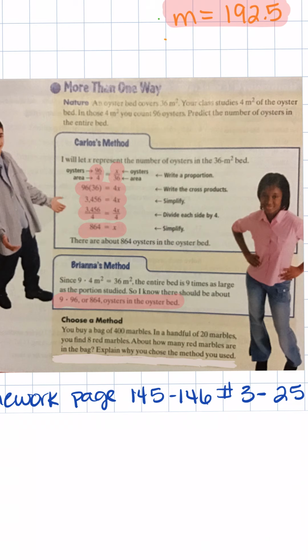So you choose a method. You buy a bag of 400 marbles. In a handful of 20 marbles, you find 8 red marbles. About how many red marbles are in the entire bag? Explain why you chose that method. So I want you to choose a method and solve. Know that there is more than one way to solve this. Come back to me when you're done.